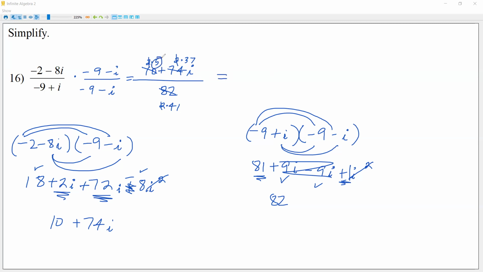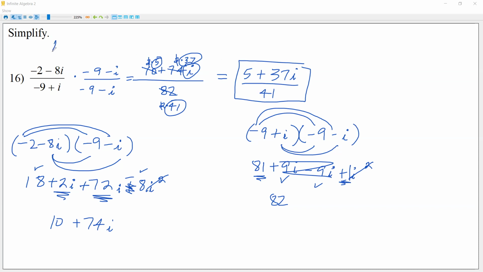So what do I have left? I have a 5, a 37, an i, and a 41. Okay. So 5 plus 37i over 41. That's the simplified version here. These two don't divide by 5, and 5's prime, so that's all it'll divide by is 5. So yeah, that's it. That's your final simplified version of this problem.